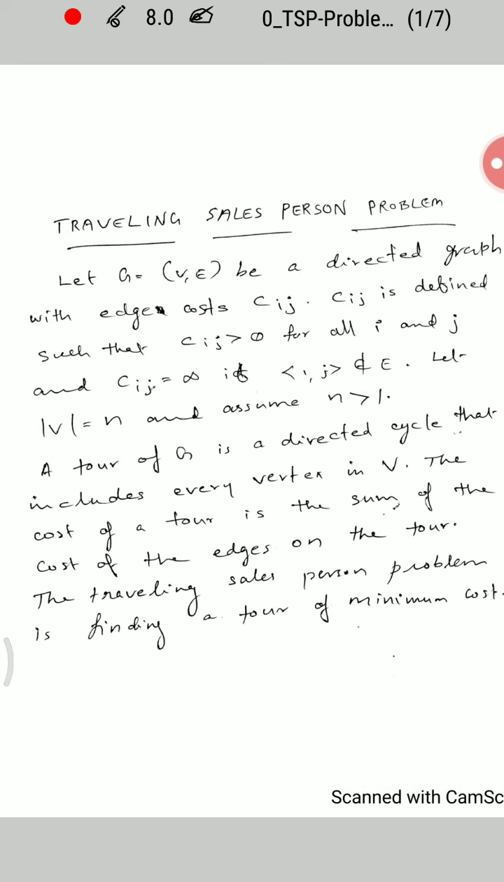Let us see the formal definition of the problem. Let G be a directed graph with edge cost Cij. Cij is defined such that Cij is greater than 0 for all i and j, and Cij is equal to infinity if ij is not an edge in the edge set. Let the size of the vertex set be n, and assume n is greater than 1. A tour of G is a directed cycle that includes every vertex in V. The cost of a tour is the sum of the cost of the edges on the tour. The traveling salesperson problem is finding a tour of minimum cost.